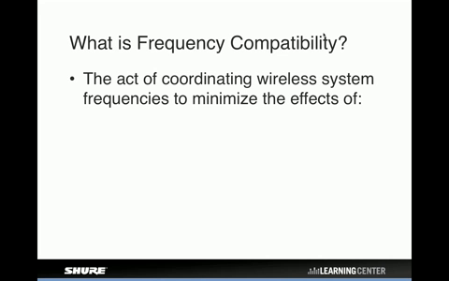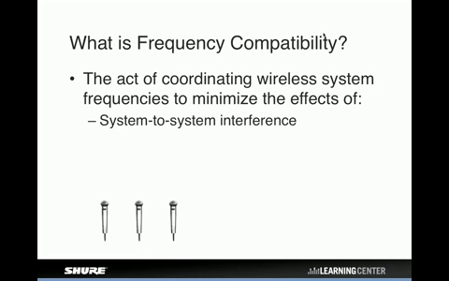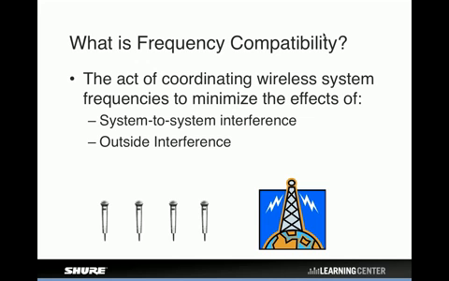So I thought it would be good to start with a little definition of what frequency compatibility is, and it's the act of coordinating your wireless system frequencies to minimize the effects of system-to-system interference and outside interference. The outside interference is kind of intuitive. I think people generally get the concept, right?